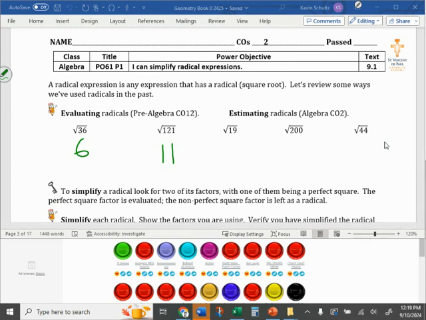Then in algebra CO2, we went to estimating them. I was not testing whether you could just put the root of 19 into a calculator. This is where you had to visualize where it appeared on a number line and approximate what decimal it would be. So the root of 19, who remembers the strategy for this? Hugo? You would do the square lower than it and higher than it. The root of 16, we said, would be 4. The next highest perfect square, the root of 25, that would be 5. And so we knew that the root of 19 was somewhere between 4 and 5.